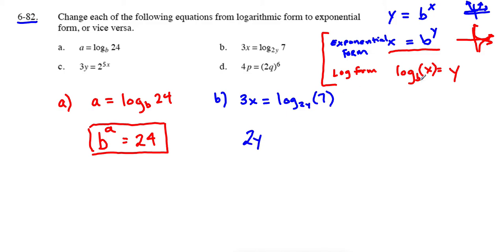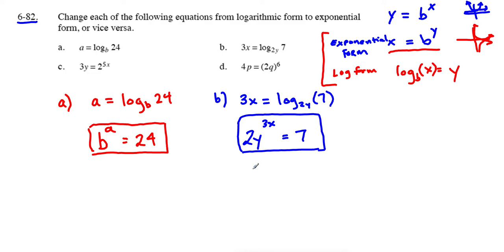Next thing I want to identify is what my exponent is. Remember, it's the value that's out by itself. In this case, the value that's out by itself on the other side of the equal sign is 3x. So I'm taking 2y and raising it to the power of 3x. That should equal whatever we've got left over here, which would be 7. So for letter B, we should get 2y raised to the power of 3x equals 7.